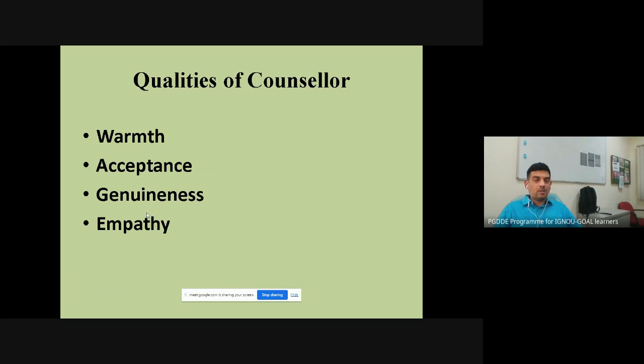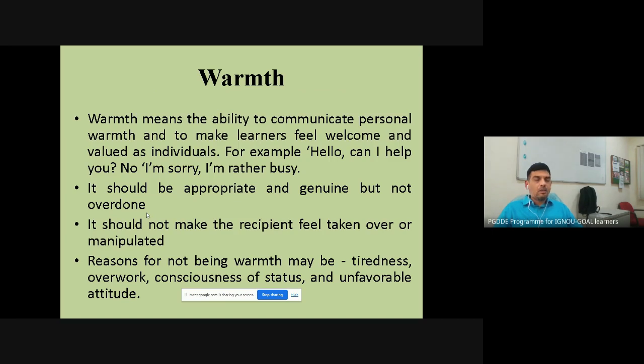Along with these four mentioned qualities, they may need quite many other good qualities also, but these are the qualities which make them an effective counselor. When we talk about warmth, what exactly do we mean by warmth? It's a kind of ability to communicate one's personal warmth. Hello, good morning, how are you? These are the things that we generally talk about under warmth as a quality for academic counselors.